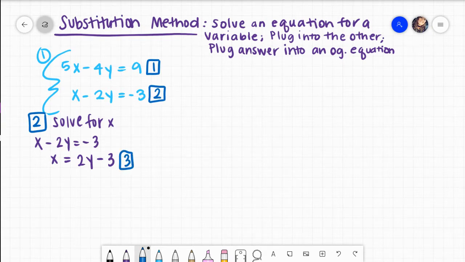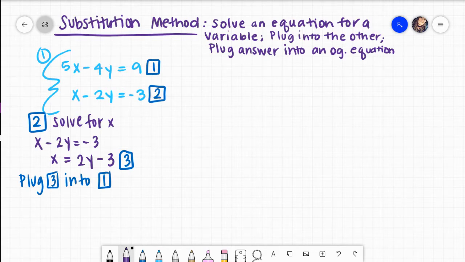And so now, the directions told me to solve an equation for a variable. I just did that. And it says plug into the other. So what I just now solved for, x, I'm going to plug into the other equation. I used 2 to solve for x, so now I'm going to plug my answer into 1. Okay, we're going to plug 3 into 1. We'll do all the math in purple.